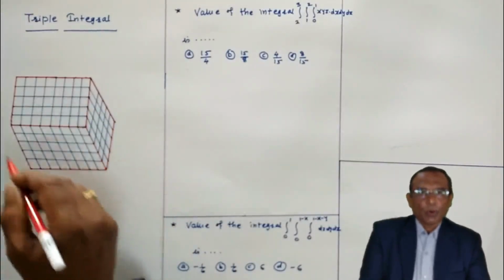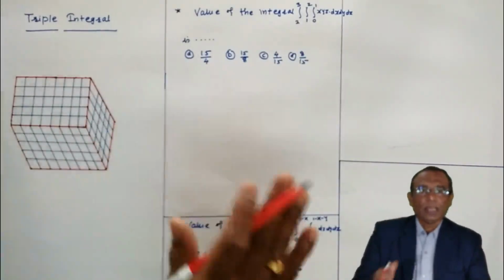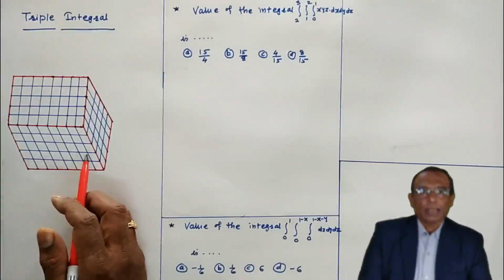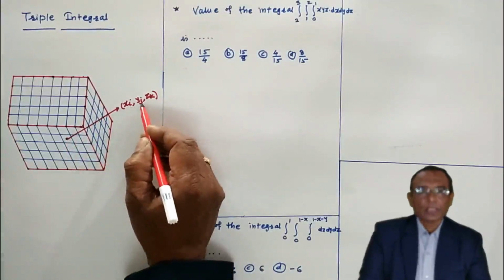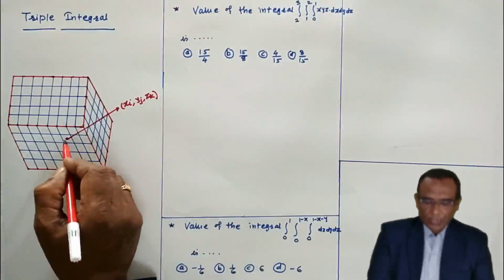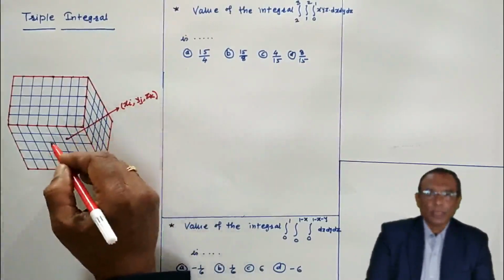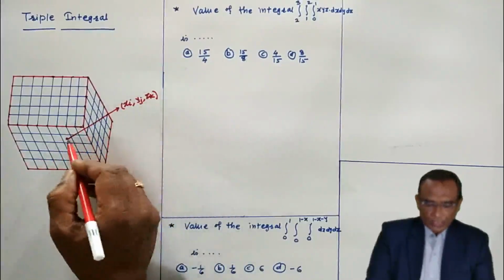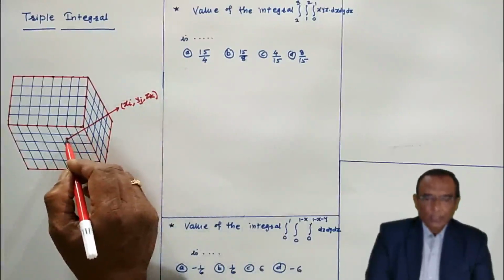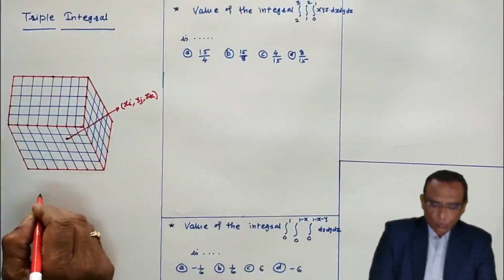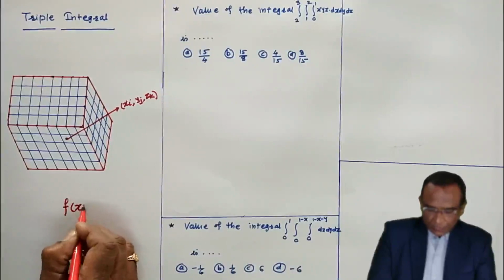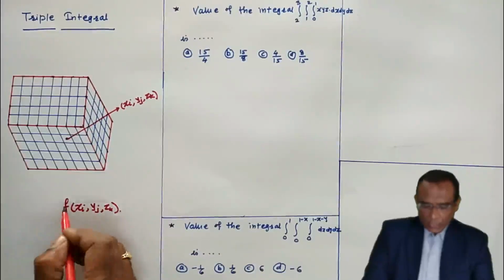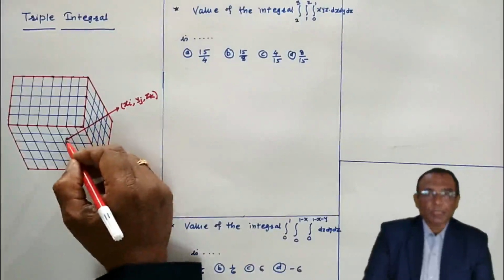So this is a rectangular box. I am chopping it up horizontally and vertically and making small rectangular pieces, and I am taking a point in a particular box whose coordinates are xi, yj, zk, and the value of the function at this particular point. Or you may correlate it with density also. The density of this particular particle can be written as f of xi, yj, zk, and this is the value of the function at this particular point.